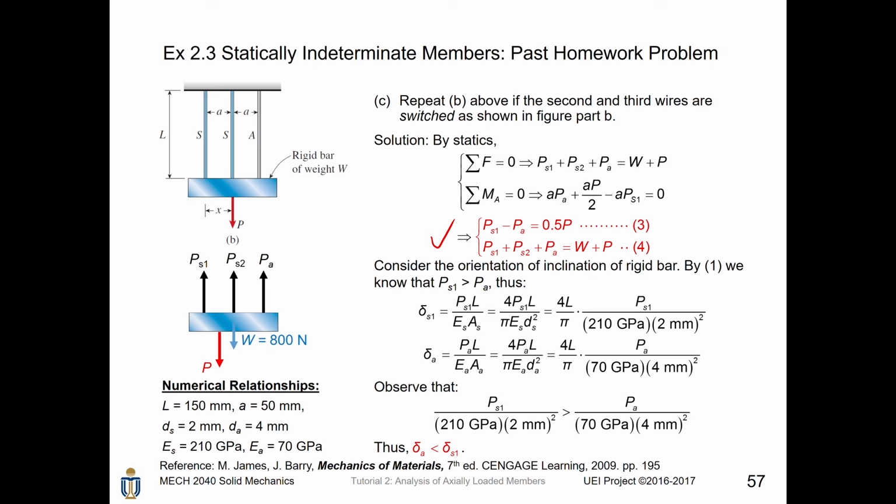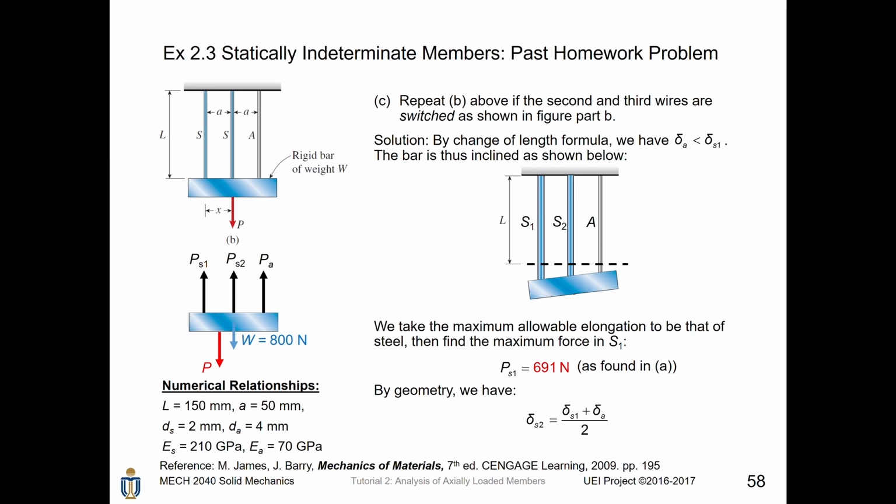Besides, from equation 3, we have PS1 is greater than PA. So compare those two, we will observe that PS1 is greater than PA. Also, the denominator of PS1 is smaller than that of PA. That means the change of length of S1 is greater than that of the aluminum wire. That is, delta S1 is greater than delta A. After that, we can confirm that this bar is rotating in this way.